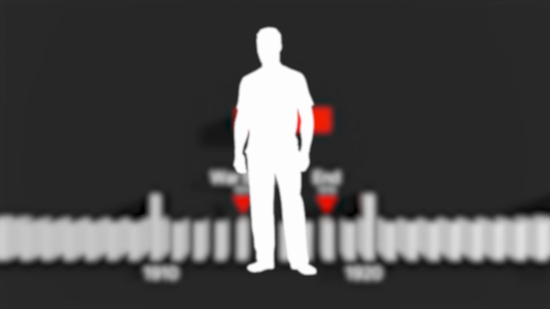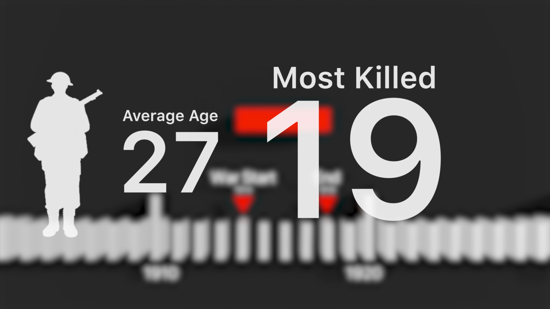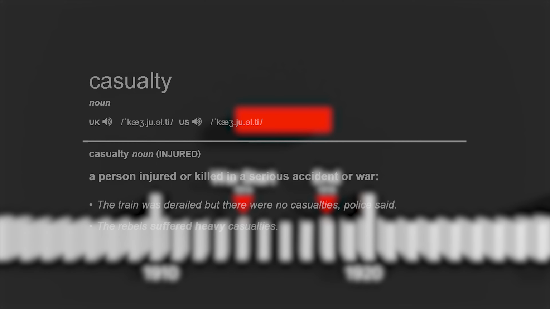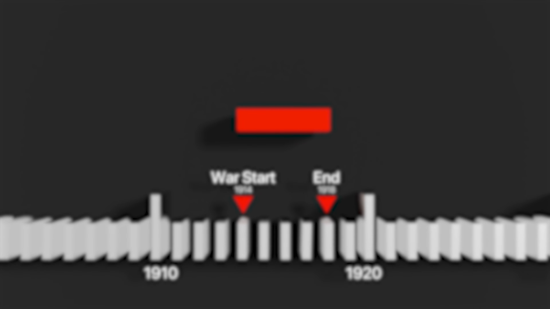Civilian deaths consisted of all walks of life, whereas military deaths almost entirely consisted of men. The average age was 27, with the most soldiers killed at age 19. The word casualty is confusing when in the context of war. The Cambridge Dictionary describes it as a person injured or killed in a serious accident or war. Because of this, we'll be solely looking at the deaths of the war, which is a much more certain and impactful number. And we'll begin with the American soldiers.